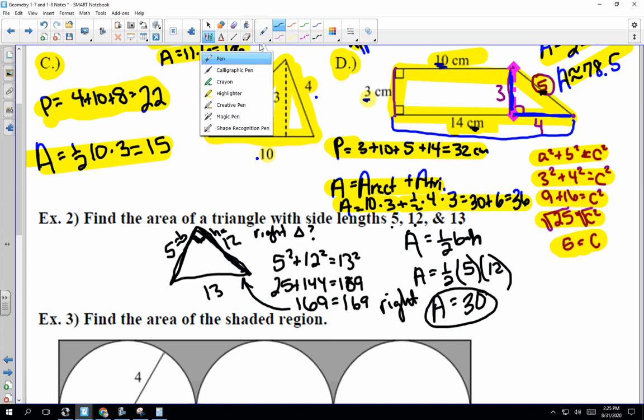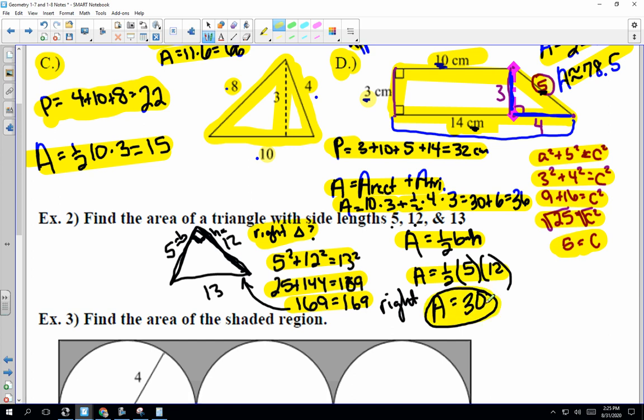So this is a little bit more involved than it first looks. We have to decide, is it a right triangle? We give it the Pythagorean theorem test. When we find out yes, then we use 5 as our base, 12 as our height, and we get that our area is 30.